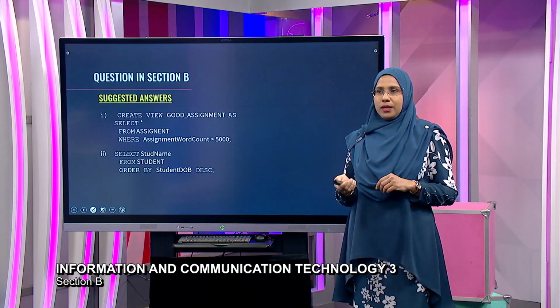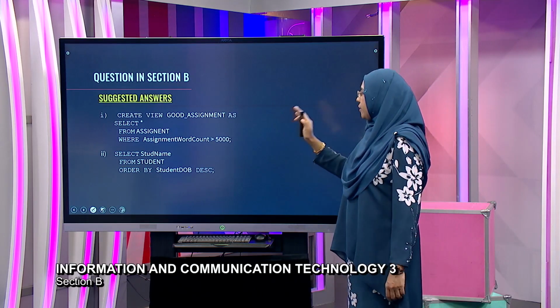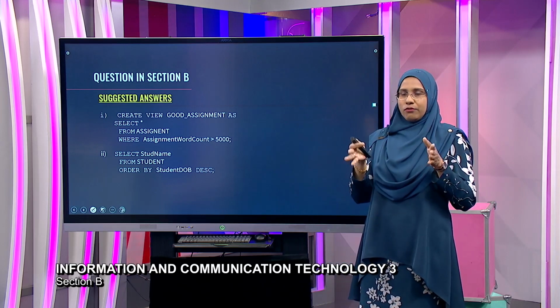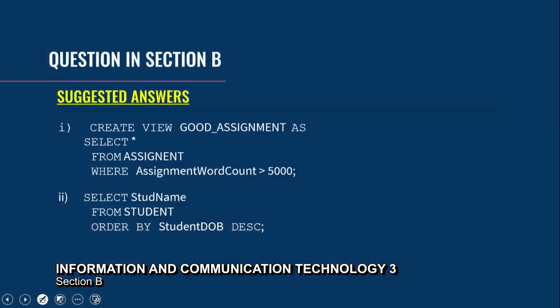The first one. Here I use a different font to show that that is the command. Create view is a reserved word, followed by good assignment, which is the name given in the question. And then AS is a reserved word. Next line, it's okay if you write here, but it is neat if you write on the next line. Select star stands for all, select all, because in the question they did not state which attribute to list. So we understood that it is select all. From assignment, where, so this is the condition, assignment word count more than 500, and with semicolon. That's it. 7 marks for this.